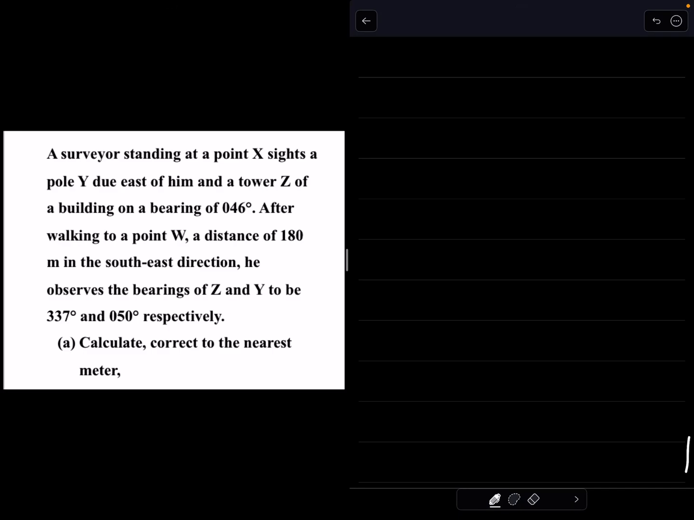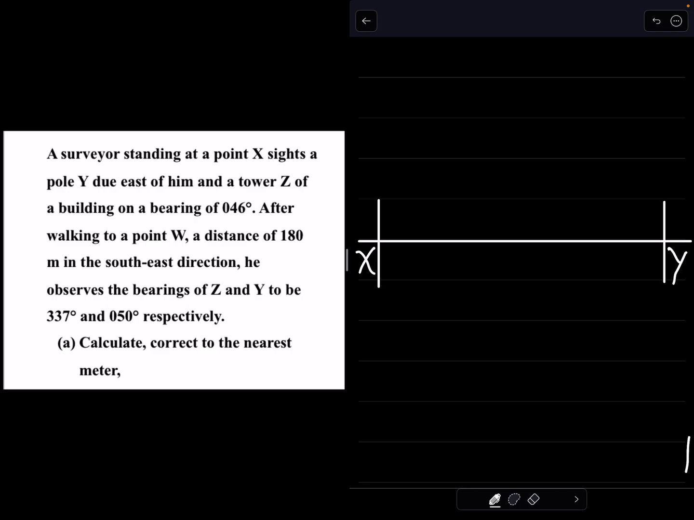Now quickly, the surveyor is at point X, and he sights a pole Y due east of him. That means Y is going to be directly on the same horizontal level as X. That's a pole Y due east of the surveyor at X.